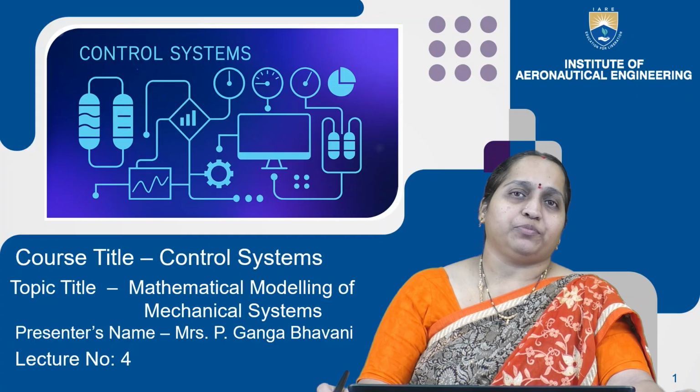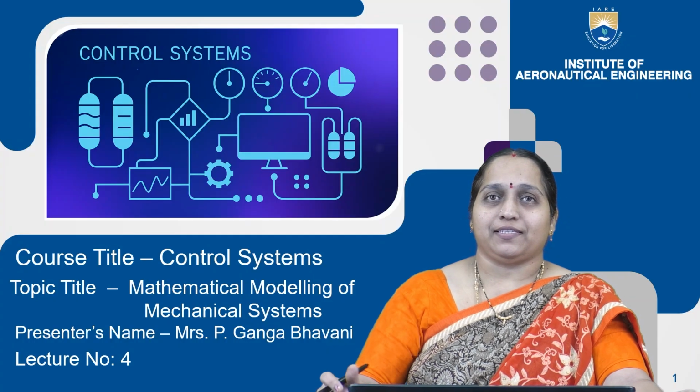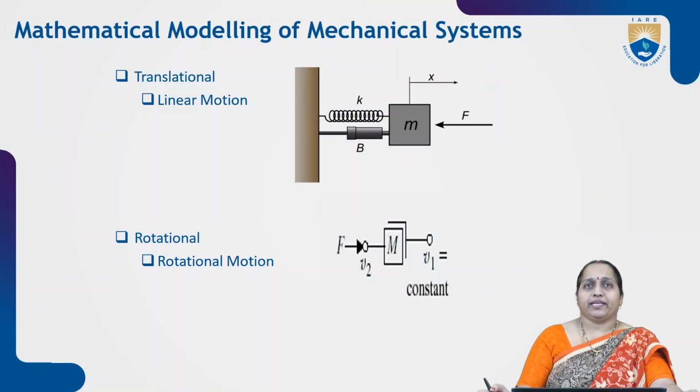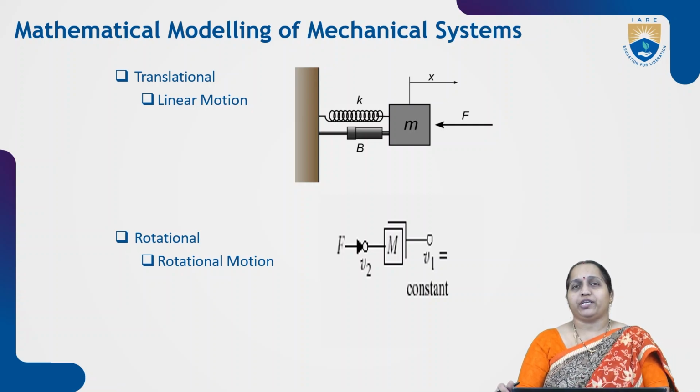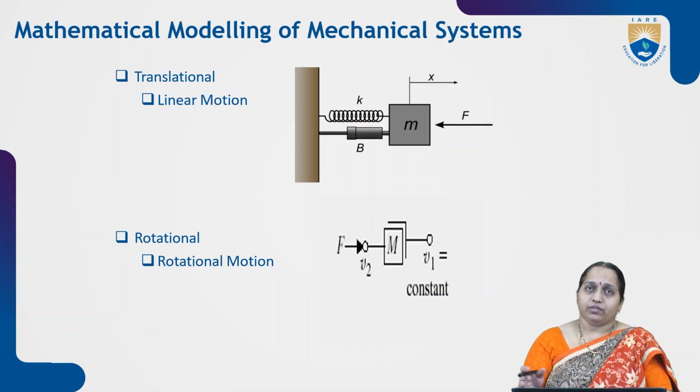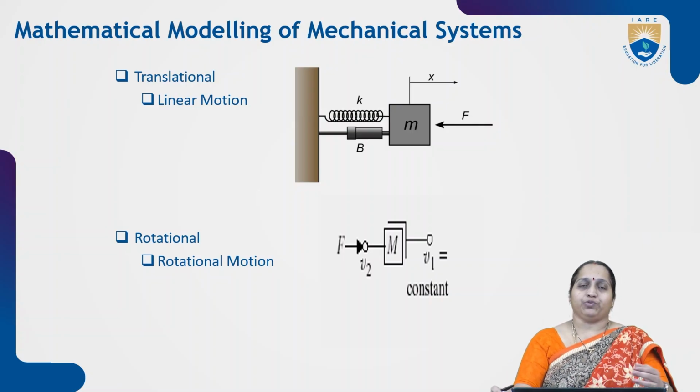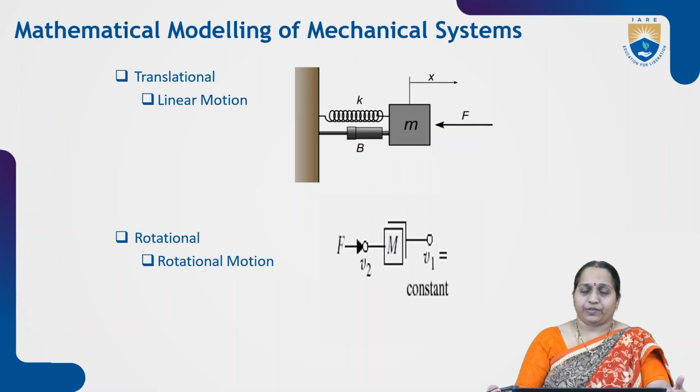So today we'll discuss mathematical modeling of mechanical systems. In mechanical systems, basically we have two types: translational mechanical systems and rotational mechanical systems. In translational mechanical systems, we have linear motion, whereas in rotational mechanical systems you have rotational motion.